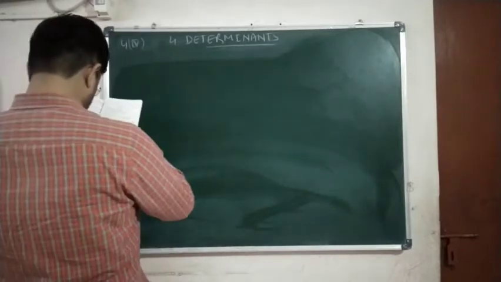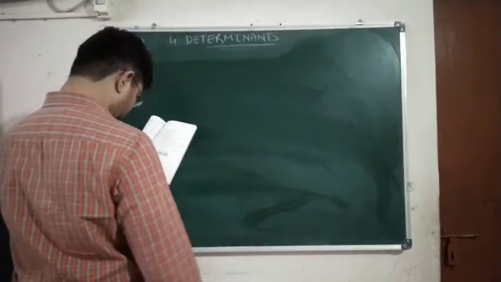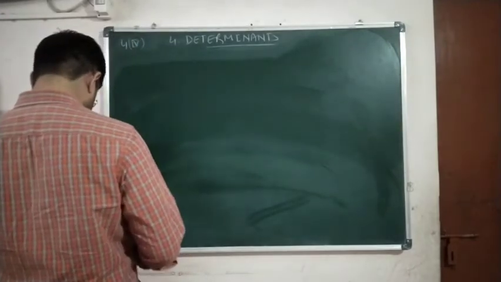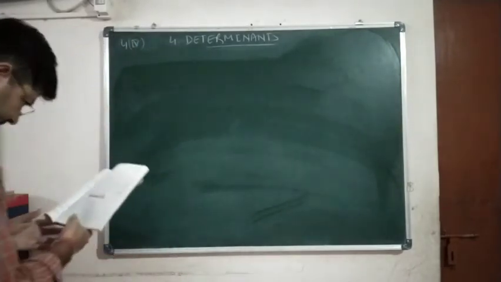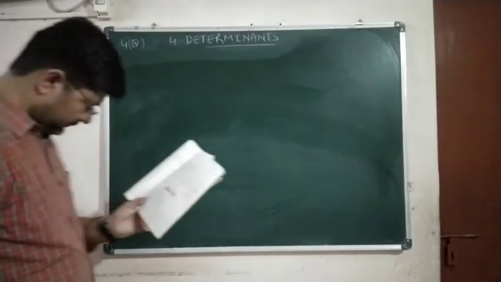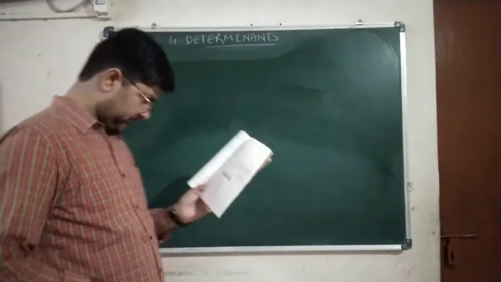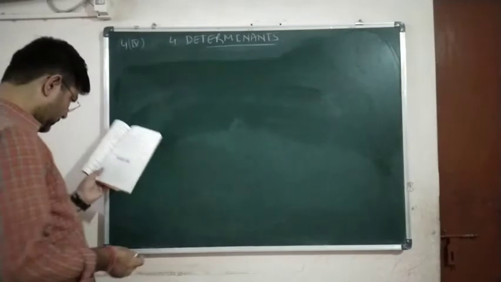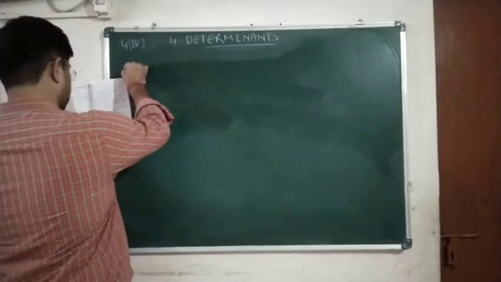Okay, now let us solve question number 17. Using Cramer's rule, we have to solve the following system of equations. Question number 17.